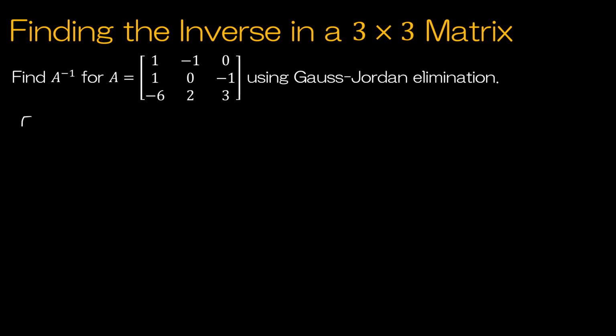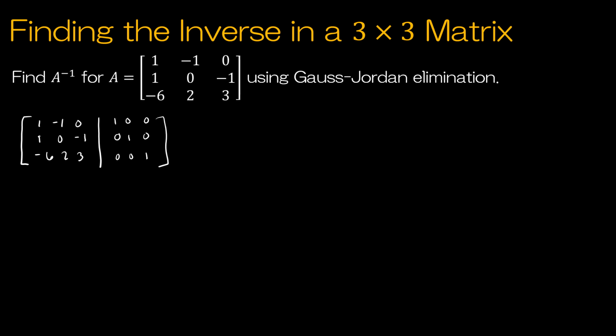We would start with the original matrix, 1, 0, -1, -6, 2, 3, and on the right we would have the identity matrix. Now I'm going to do row operations until the left-hand side looks like the identity matrix.